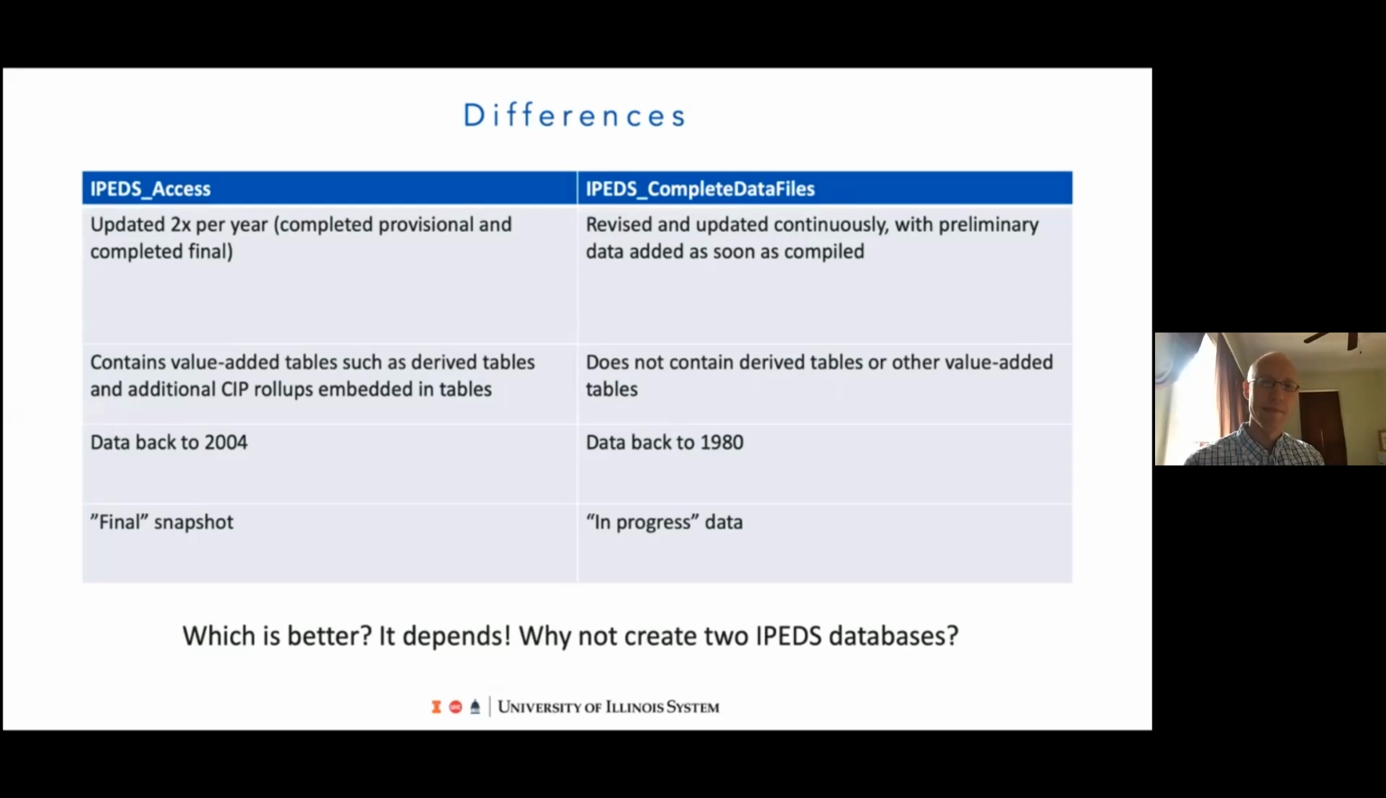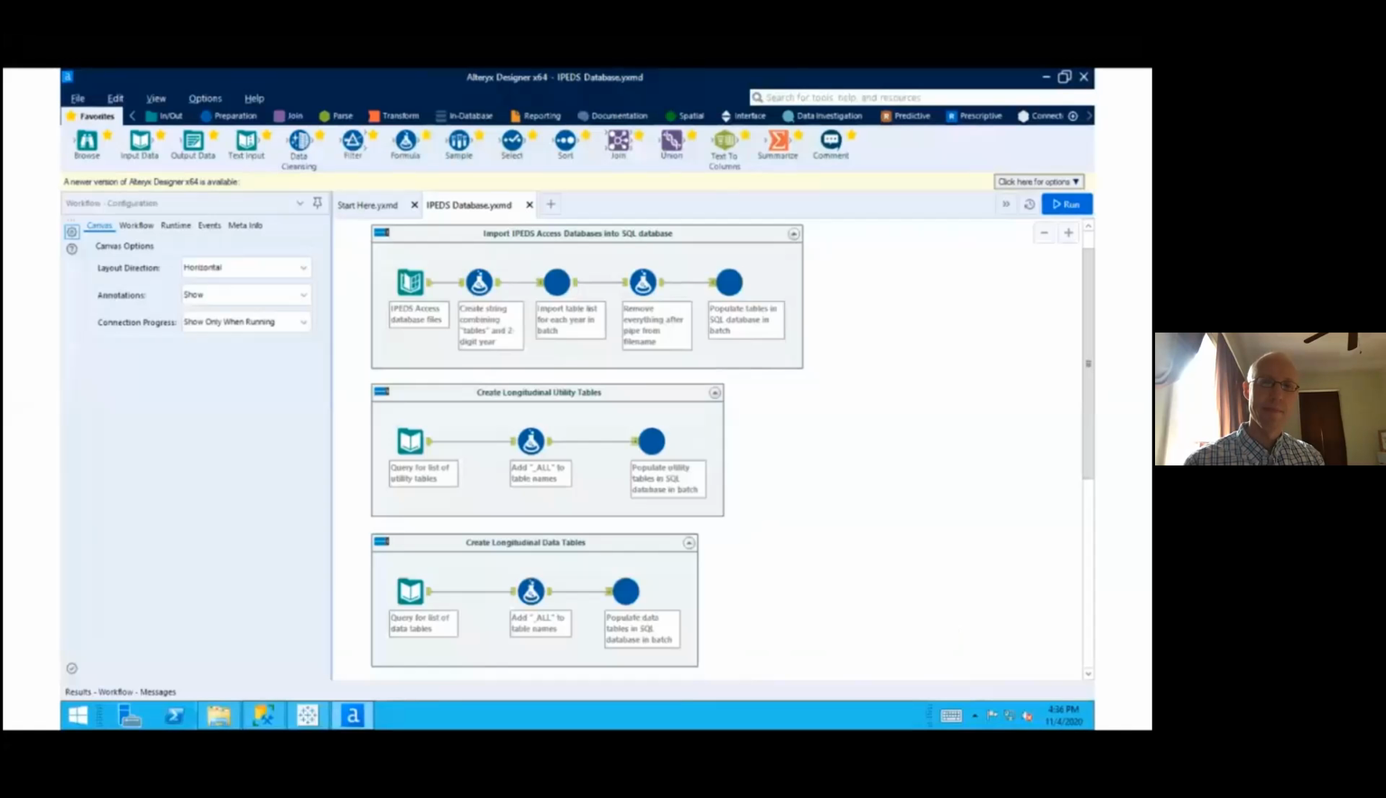The IPEDS Access you could think of as kind of a final snapshot, whereas the complete data files are more of an in-progress kind of thing. So I say here at the bottom, which is better? It depends, of course. In some cases, one is maybe better for one purpose than the other. So why not create two databases, one based on the Access data and one based on the complete data files? So I went ahead and did that.